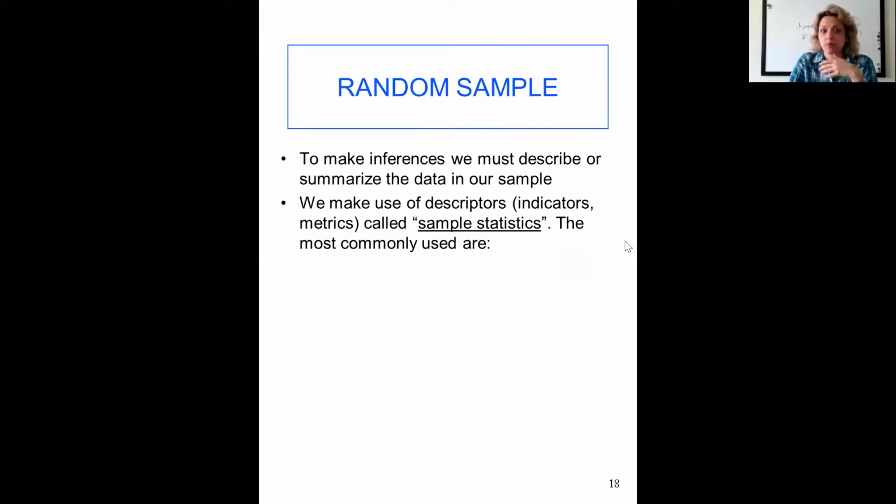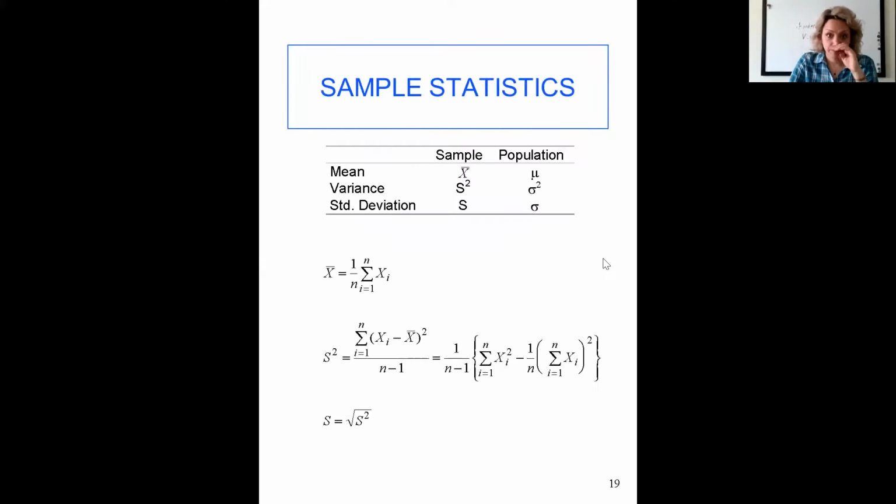We must describe or summarize the data in our sample. We make use of descriptors, like indicators and metrics, called sample statistics. The most commonly used are the mean and variance, as we talked about. For the sample, we show the mean by x bar, and if it's a population, we show it by mu. Be careful with this one.